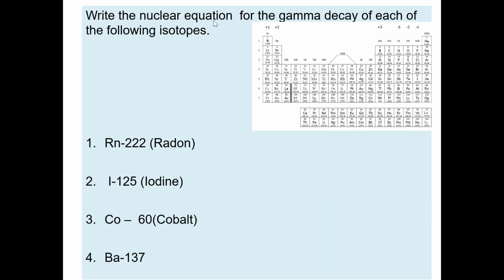Now we want to write the nuclear equation for the gamma decay of each of the following isotopes. Let's start with radon. What happens in gamma decay? The excited isotope, in this case of radon. Let's see, the atomic number for radon is 86.